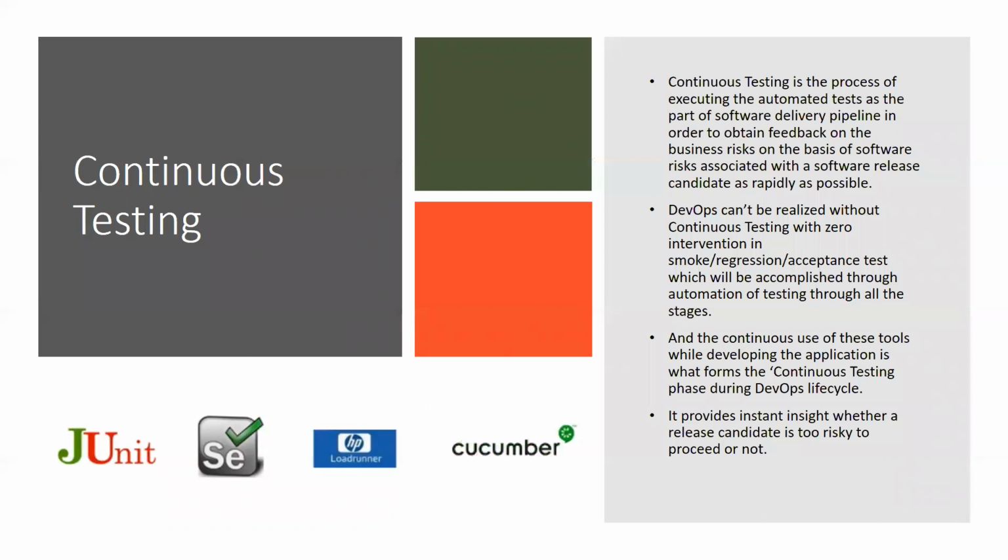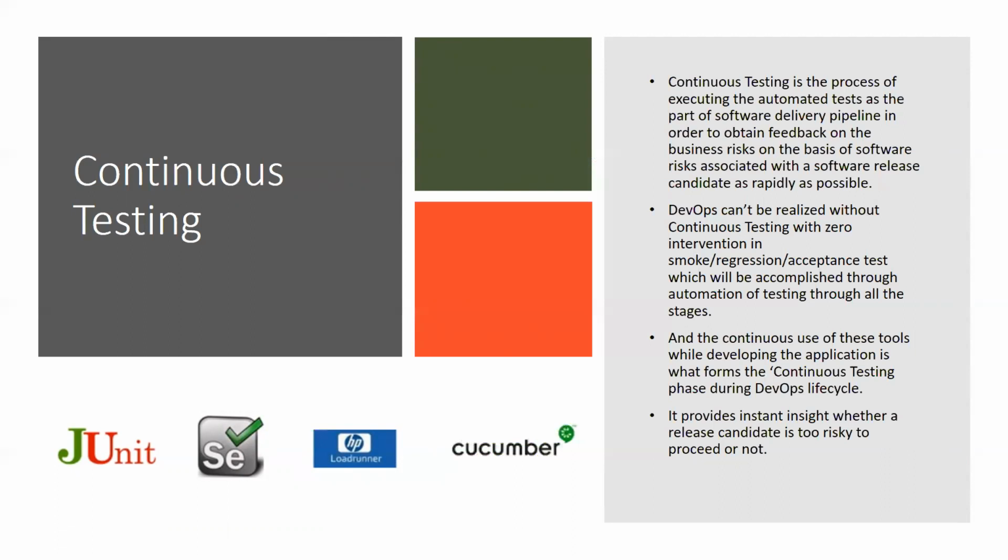Then continuous testing. When we are talking about testing, there are different types of testing. There is unit testing, which developers do. There is integration testing, and there is performance testing, smoke testing. So there are different types of testing. So when you are saying that I'm using DevOps for continuous testing, it means this is all automatic.